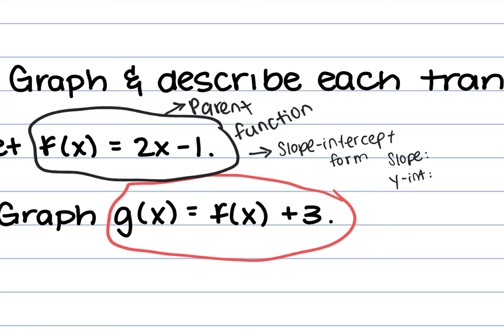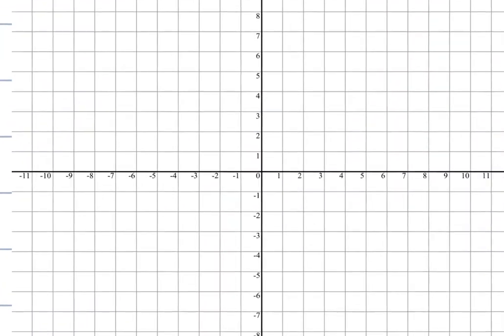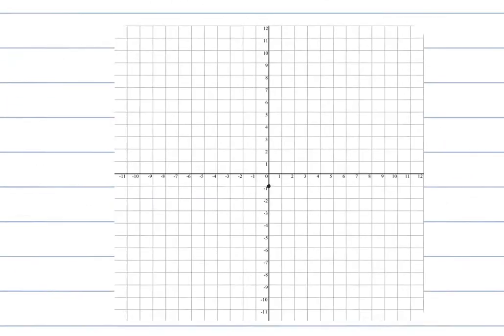Eli? 2, or 2 over 1. Excellent. Does anyone know the y-intercept? Layla? -1. So, if our y-intercept is -1 and our slope is 2 over 1, let's just graph that. So just like Sabrina was saying, at -1, we're going to put a dot. Make sure you're doing all of this in black, okay? Because this is our parent function.